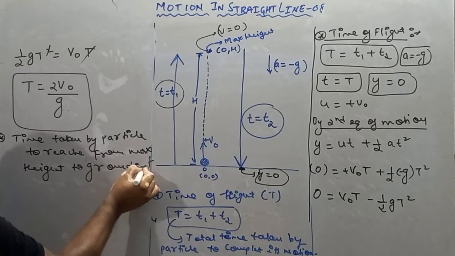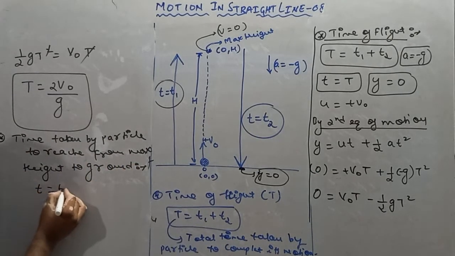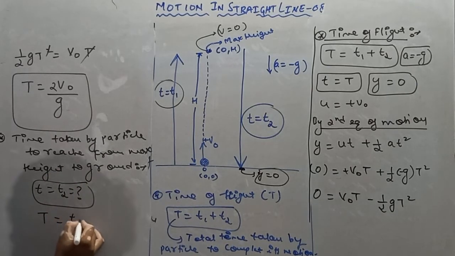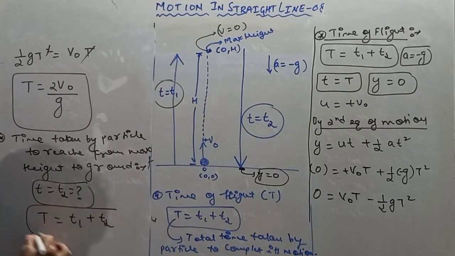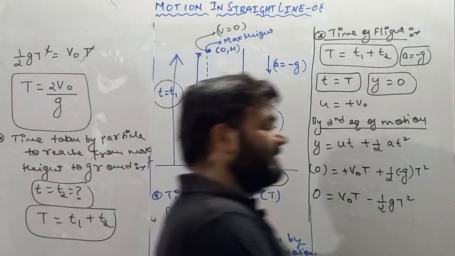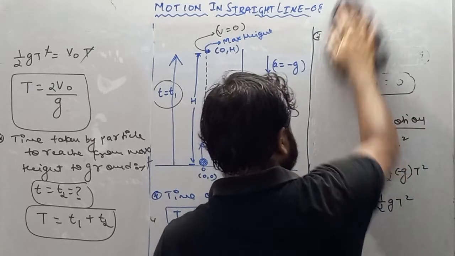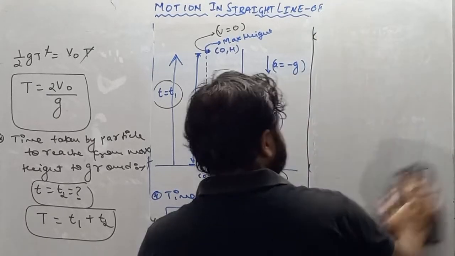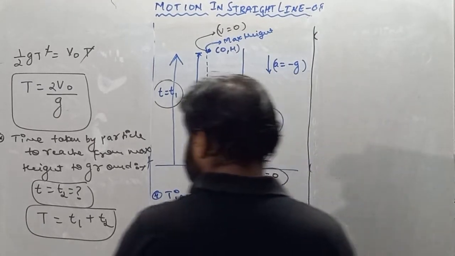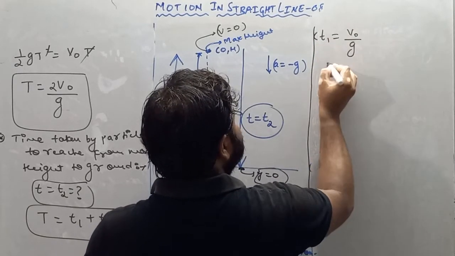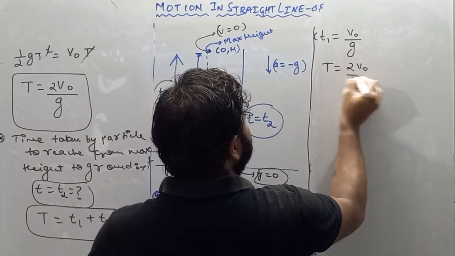Maximum height to ground. So we are now finding the value of T2. We know that capital T is nothing but T1 plus T2. We know the value of T1: the value of T1 is V0 by G, which we already found, and the value of capital T is 2V0 by G.